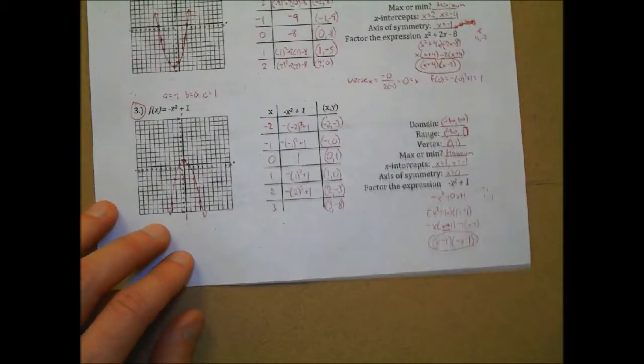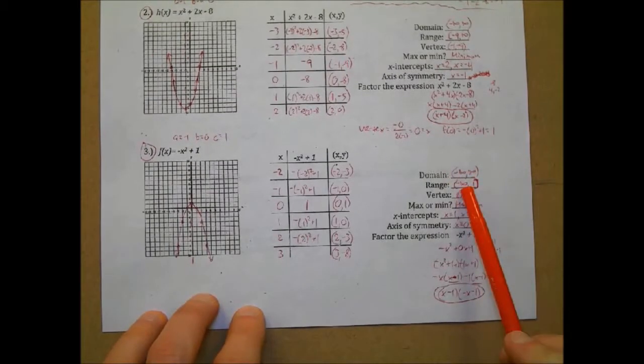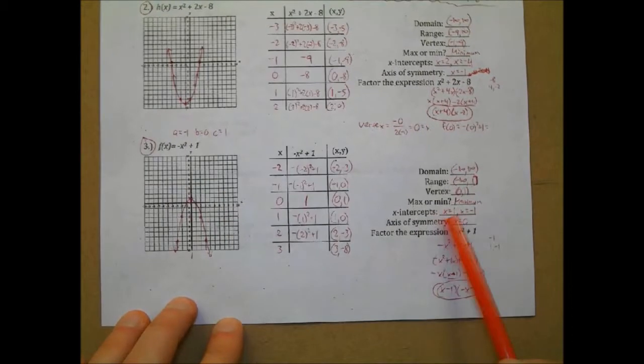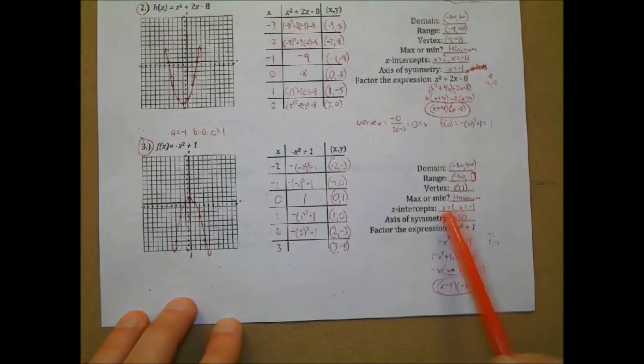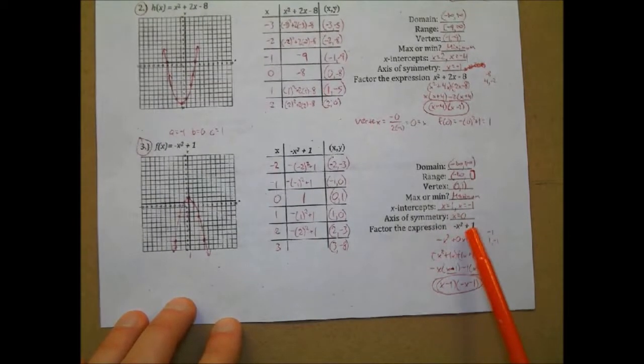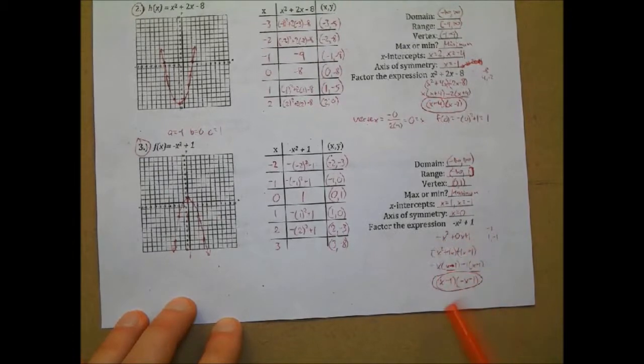Axis of symmetry is x equals 0. And then factor it. Remember to put a 0 in here. A times C is negative 1. Again, factor by grouping, et cetera. Make sure we're all okay with that. Any questions before we move on?